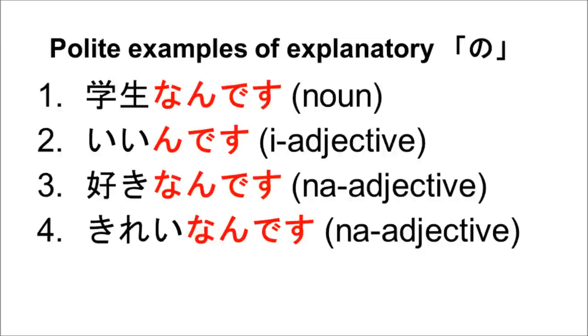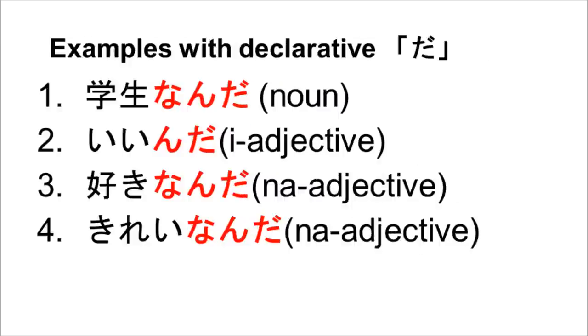Here are the same examples from before, except now for the polite form. 学生なんです, いいんです, 好きなんです, 綺麗なんです. And here are the same examples for the declarative da. 学生なんだ, いいんだ, 好きなんだ, きれいなんだ.